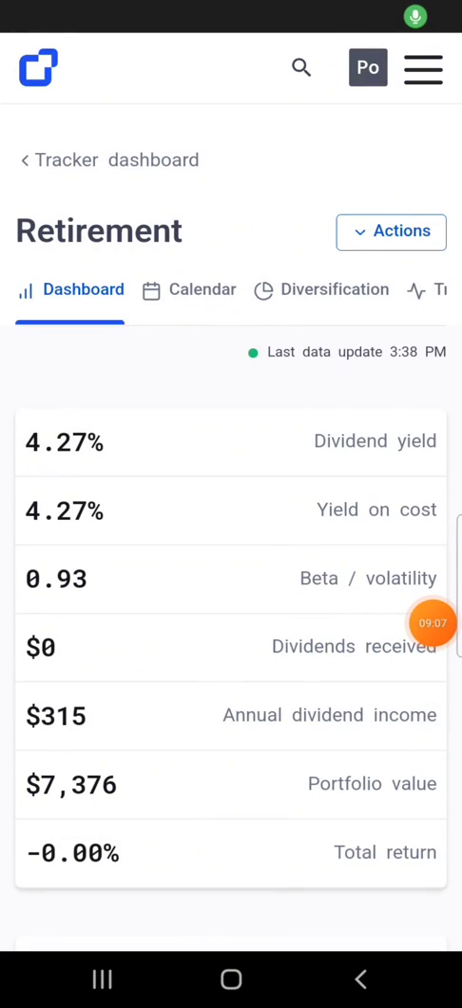So now we have $7,376, and you're gonna get an annual dividend of $315. You guys see how much it takes to put into a portfolio to actually earn very solid dividends to live off of. But we're gonna keep going down because I want to show you guys these other companies. Let's go ahead and add the next one.